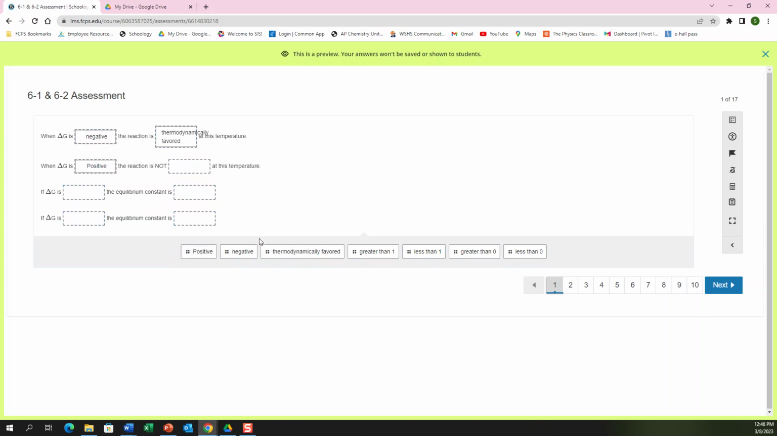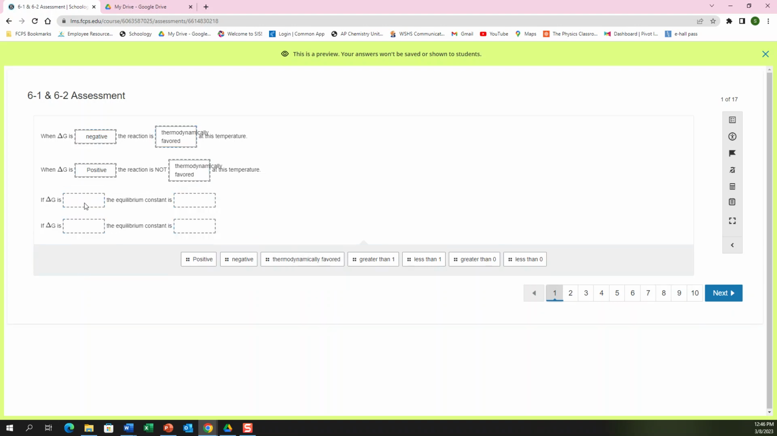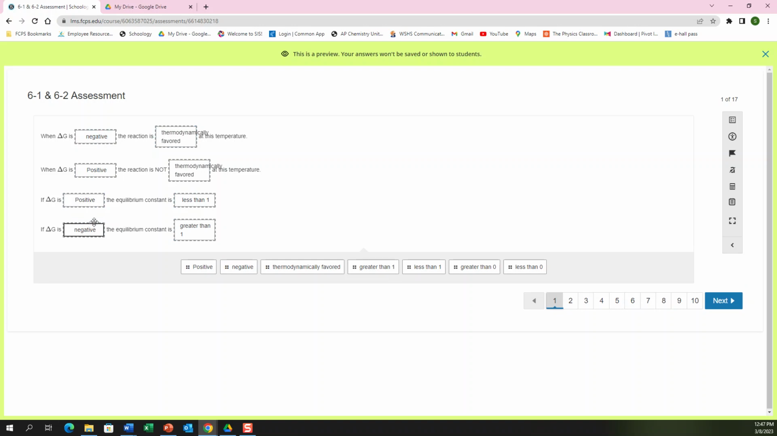So when delta G is positive, the reaction is not, notice the not there, thermodynamically favored. If delta G is positive, the equilibrium constant is less than 1. When delta G is negative, the equilibrium constant is greater than 1. And if you wanted to, you could switch this and this.